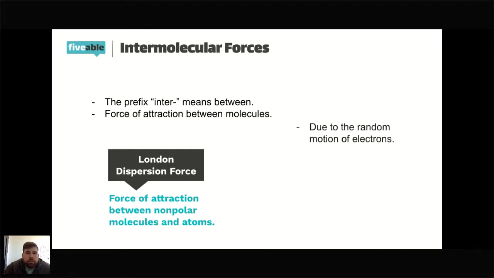Our London dispersion forces arise due to the random motion of electrons. Electrons are these little negatively charged balls flying around the atom. And if they just so happen to be on one side of the molecule, it makes that molecule slightly negative on one side and slightly positive on the other. Because of that, that molecule has a dipole moment. Now, this dipole moment is exactly that. It's just a moment. It doesn't last. It's fleeting. And because of this, the London dispersion forces aren't very strong.